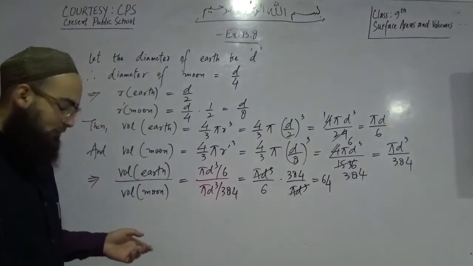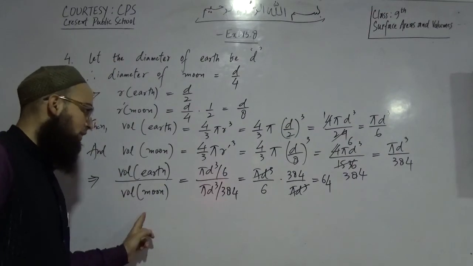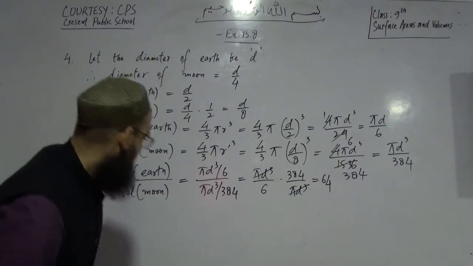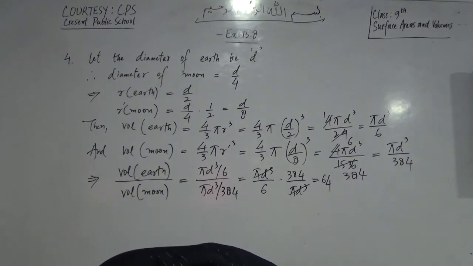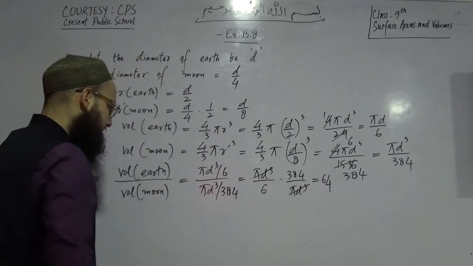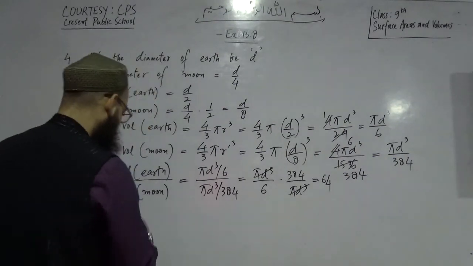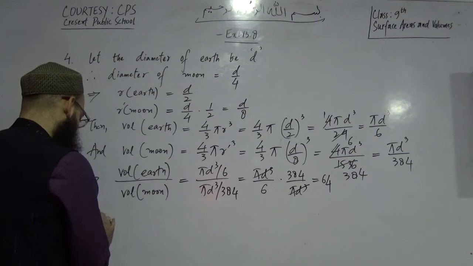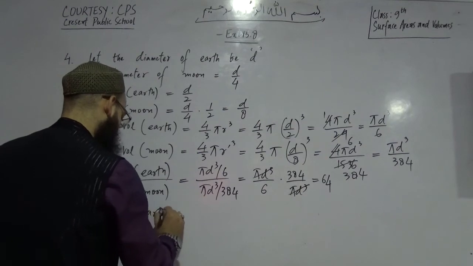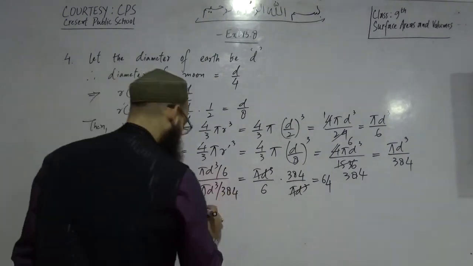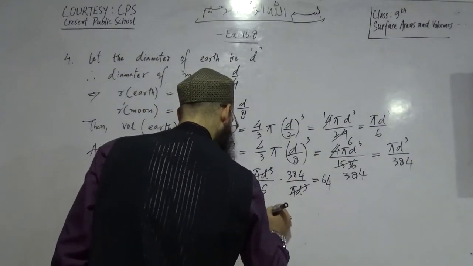So the question says, what fraction of volume of Earth is the volume of Moon? That is 1 by 64. Now you can write it like this, which implies that volume of Earth is equal to 64 times volume of Moon.